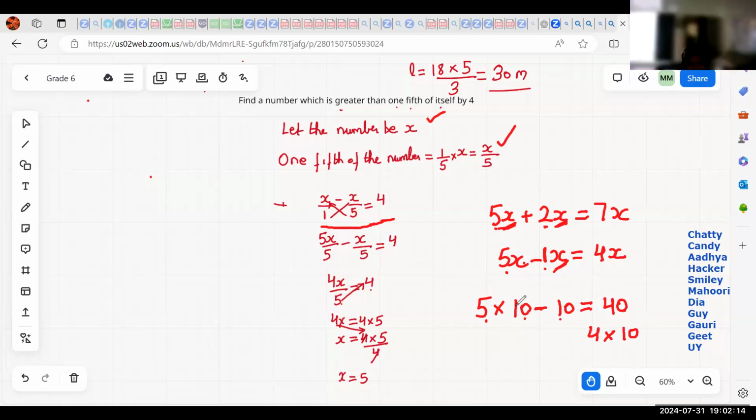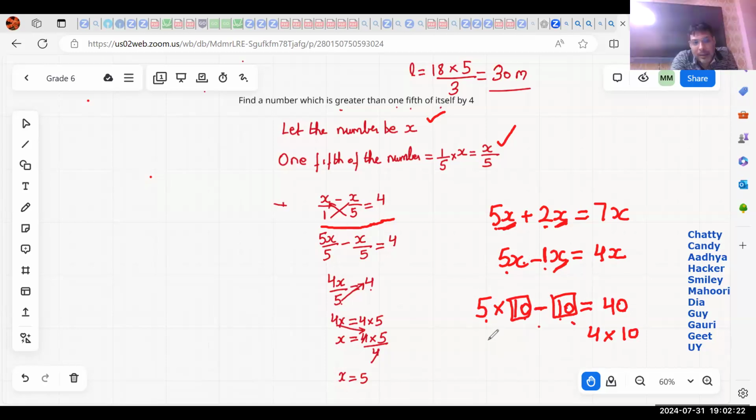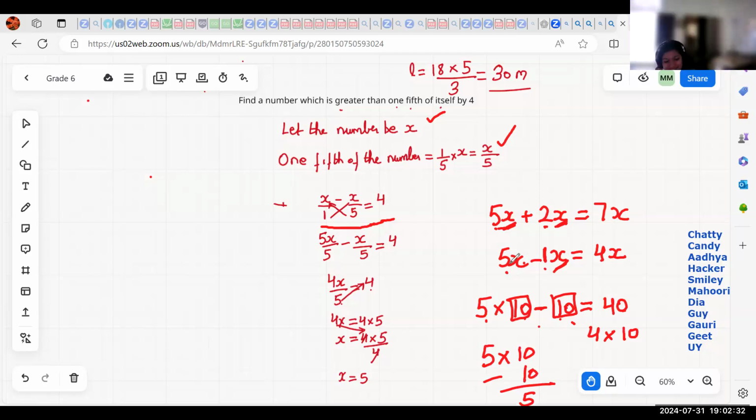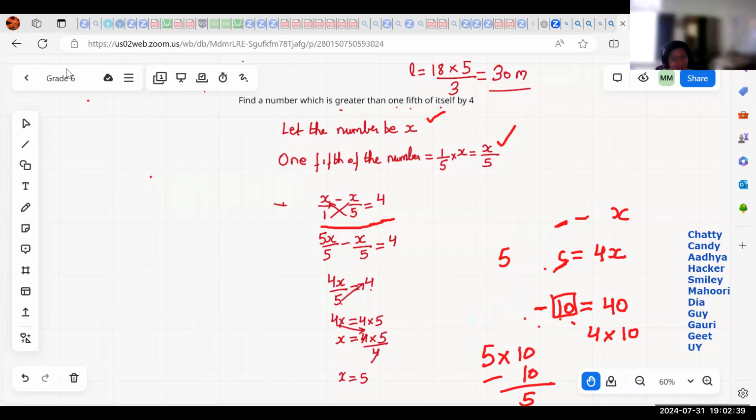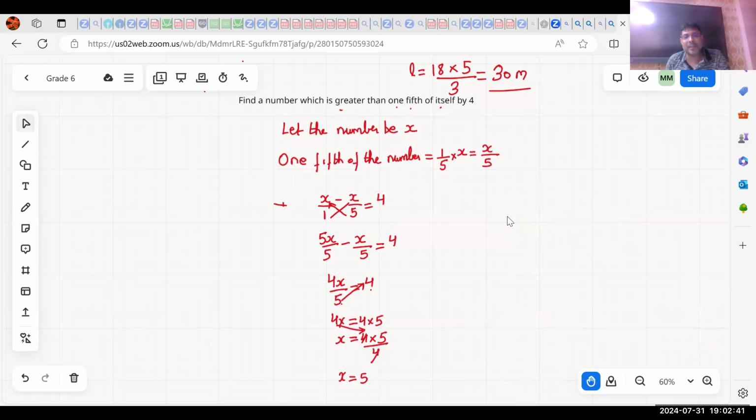Yes, sir. And according to you, 5 into 10 minus 10 should be 5. Why, sir? That doesn't make any sense. Here, in place of x there is 10. You yourself said x would become minus. You were writing it for me, 5 into 10 minus 10 is equal to 5. You wrote something like that. Yes, sir. Now I understood. That's quite funny. You had fun.